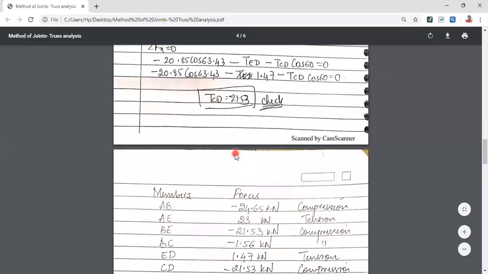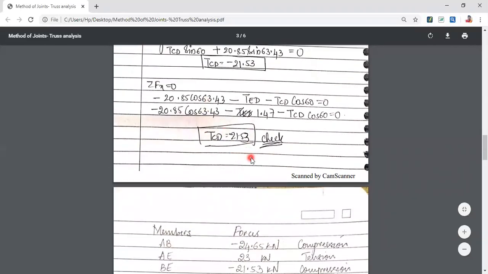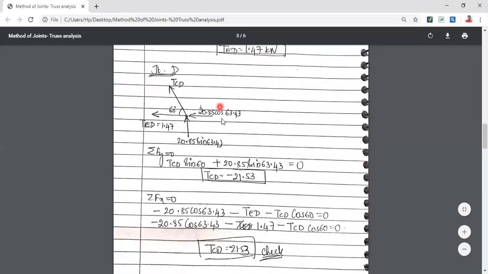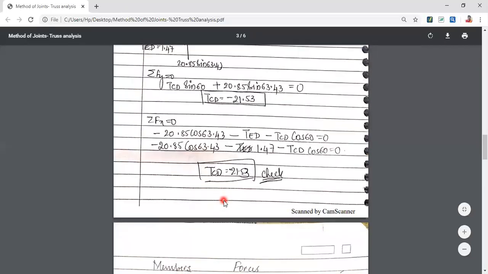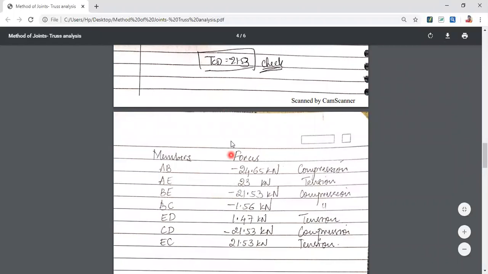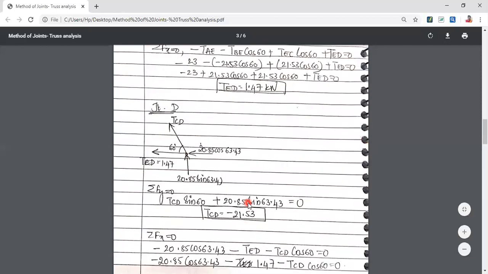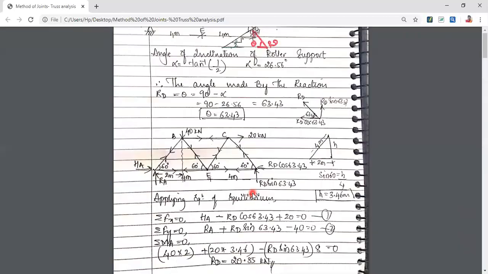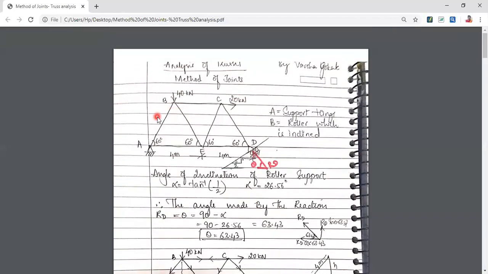So all the member forces are found by all the joints now. You will have to put it in a tabular column showing the members and what values you have got. If you got a negative value, that is a compression member. If you got a positive value, that is a tension member. Now, if you observe, we had 7 members: 1, 2, 3, 4, 5, 6, and 7, and 1, 2, 3, 4, 5 joints.